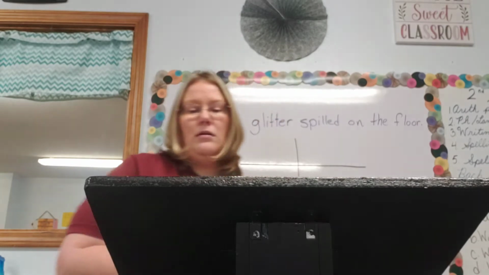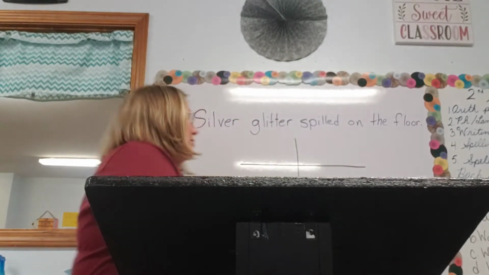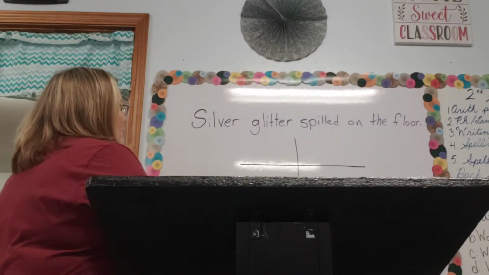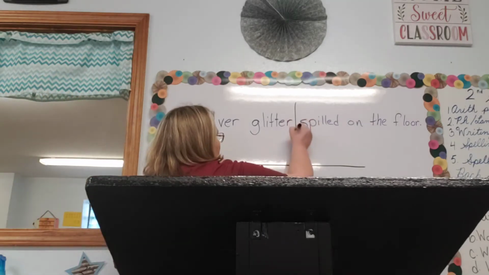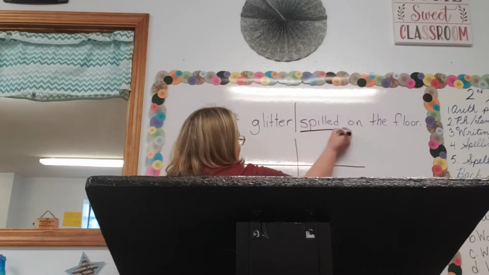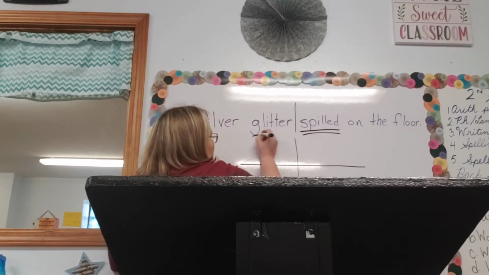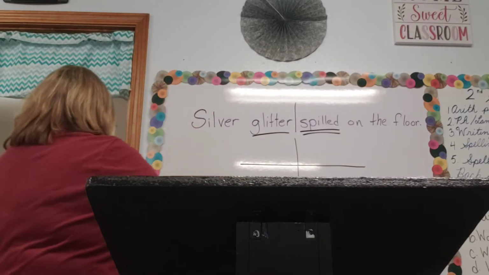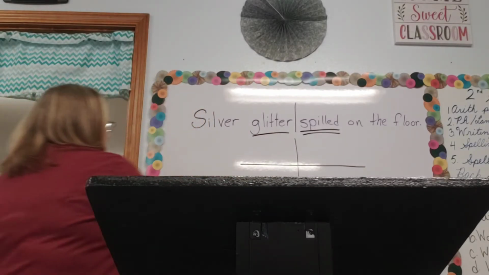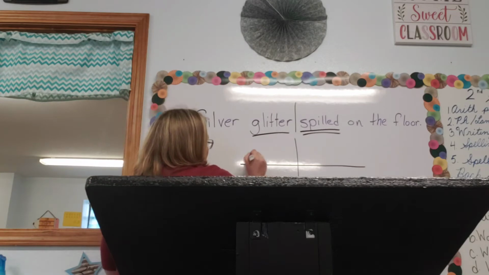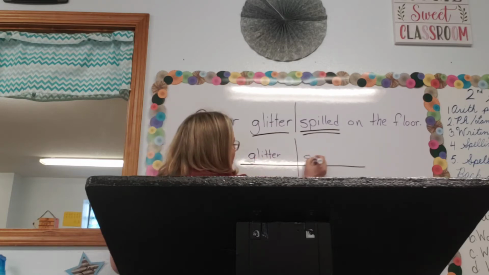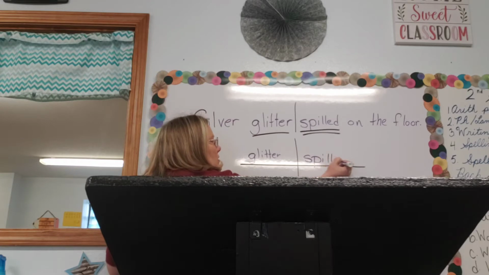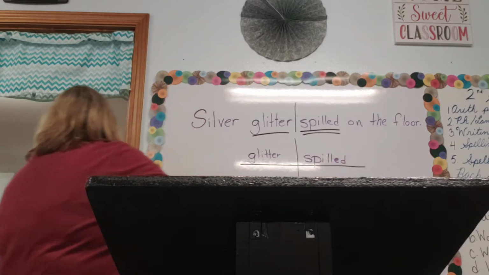All right, so we're going to diagram our subject and our verb. So the sentence says, silver glitter spilled on the floor. Okay, remember, we divide our sentence before the action word. Our action word is our verb. Underline it twice. Subject is glitter. Then we're going to put the subject on this side. And then your verb is spilled. So you write that on the board. All right, so we already know how to do that part.